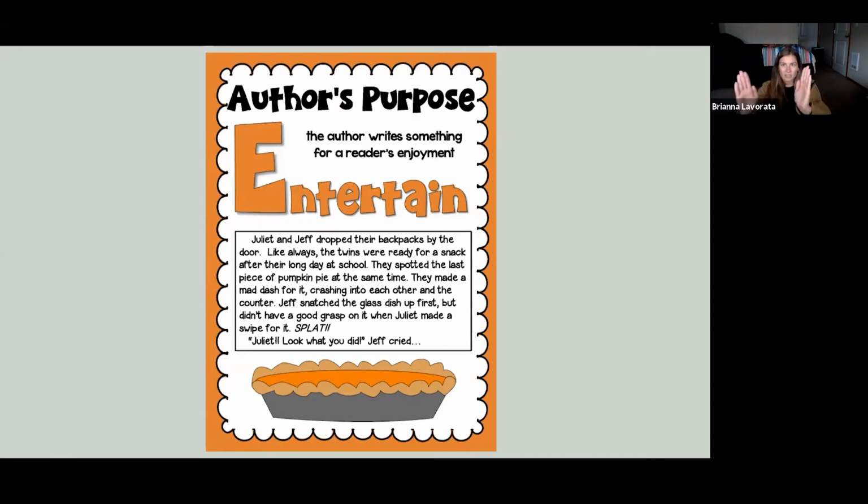So this is just a little passage from a story. We can say that this is an entertaining story because they're using some vocabulary words and adjectives to describe things that are going on. So we have the word splat, right? Because Juliet made a swipe for the dish that Jeff was holding, and it went everywhere. They're using exclamation points, so we know that this is a very entertaining story that's using different ways of speaking and ways of telling things.